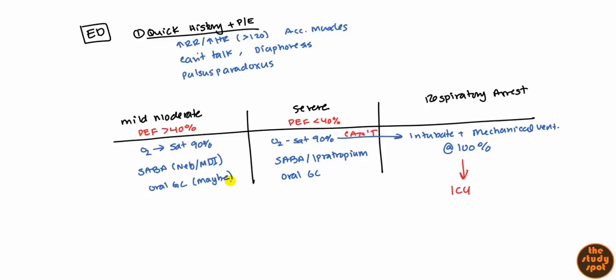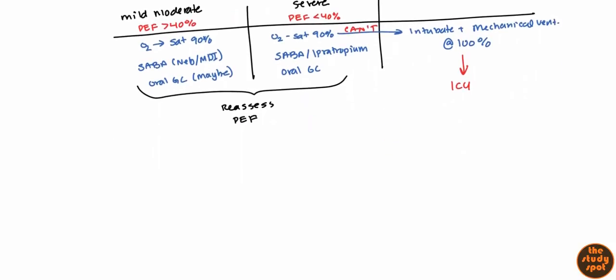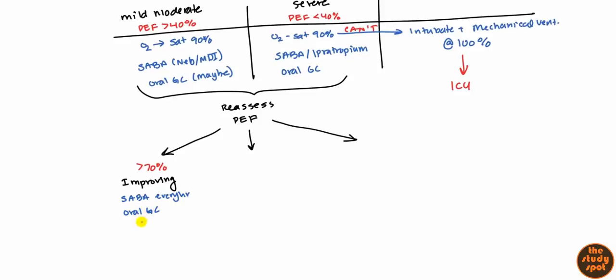Once you've done that, for about an hour, you want to reassess the patient and see how he's doing. Reassessment is again done with the peak expiratory flow monitor, and depending on the flow, we divide them into 3 groups. If they react greater than 70%, you consider that as improving. So you continue short-acting beta agonists every hour, give oral glucocorticoids, and observe them for about 4 hours.